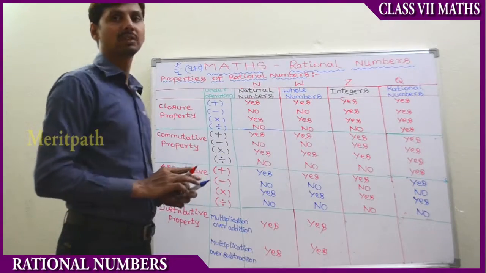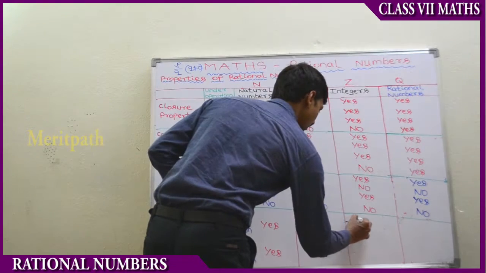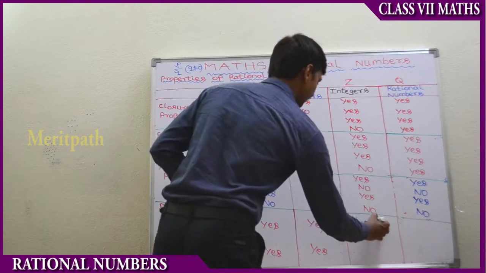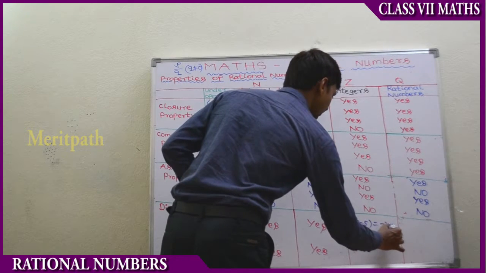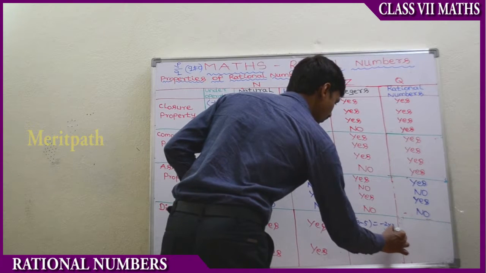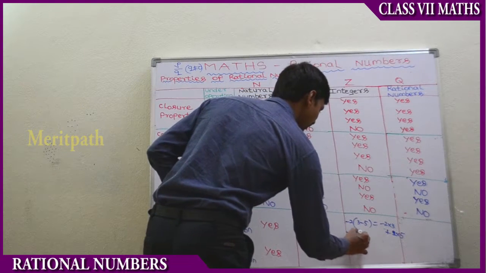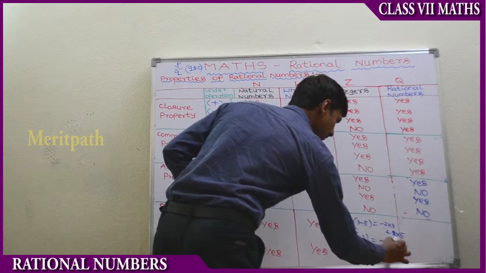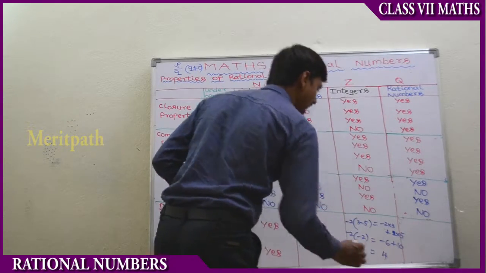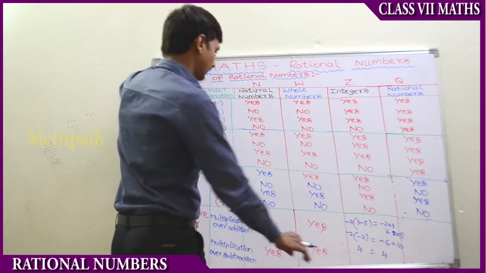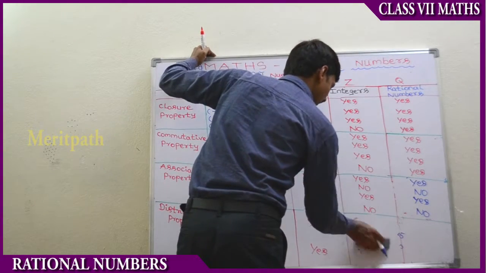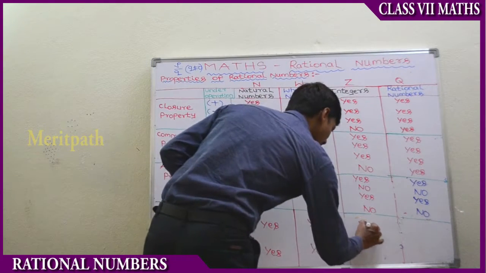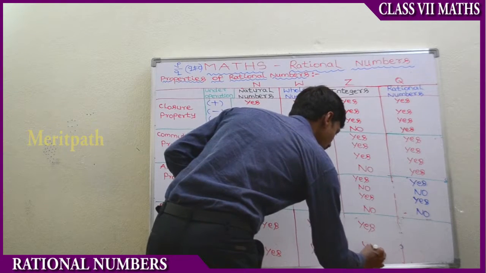When we take integers, for example, minus 2 into the group of 3 plus 3 minus 5. That is equal to minus 2 into 3, minus of minus 2 into 5. So when we simplify, minus 6 plus 10, we get 4, and on the other side also 4. So multiplication over subtraction is also possible. So addition is yes, and subtraction is also yes on integers.